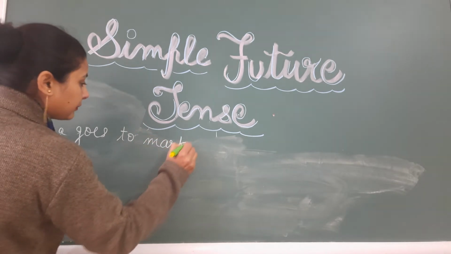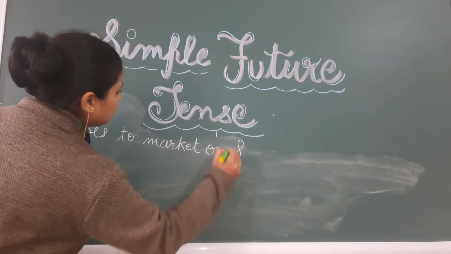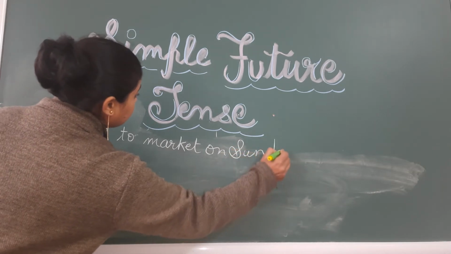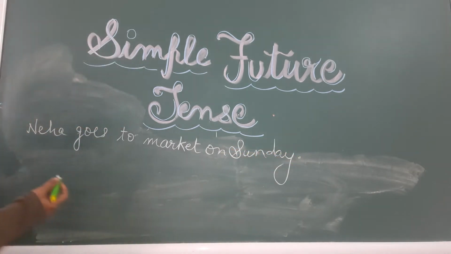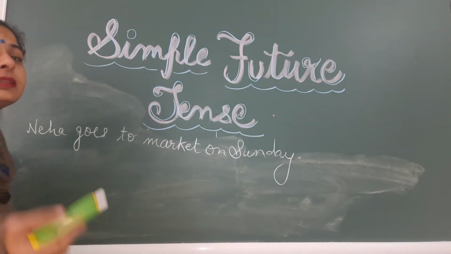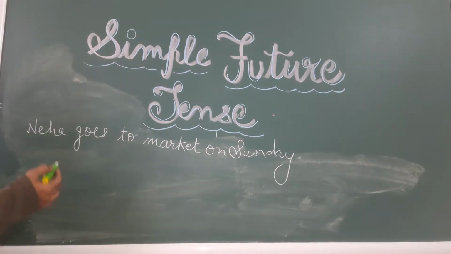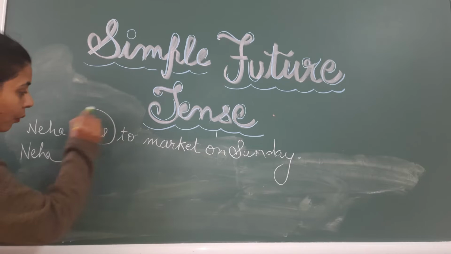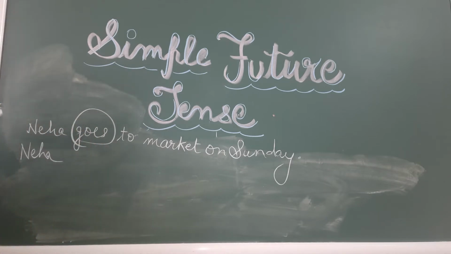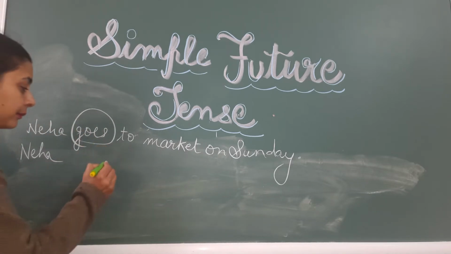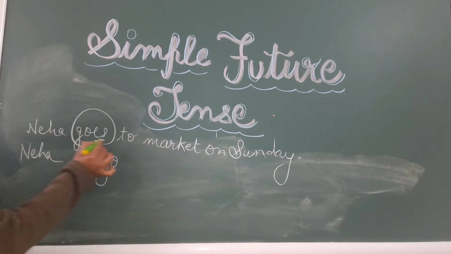market on Sunday. What does this sentence mean? That this is a habitual action of Neha कि वो संडे को मार्केट जाती है. All right. Now, if we want to convert this sentence in future tense, what will we do? Neha. Now from here, what is the root form of the verb? Is go. Alright, es यहाँ पर नहीं आएगा because it is not present tense.